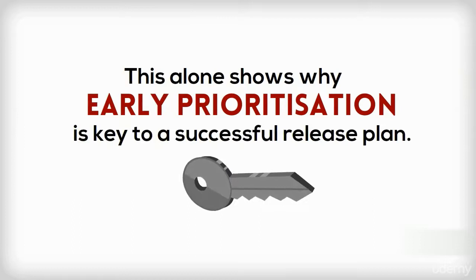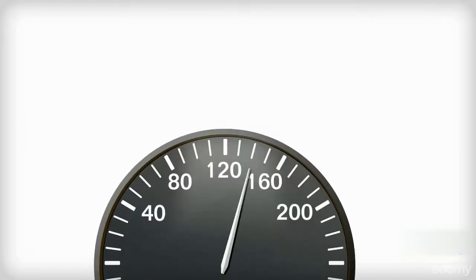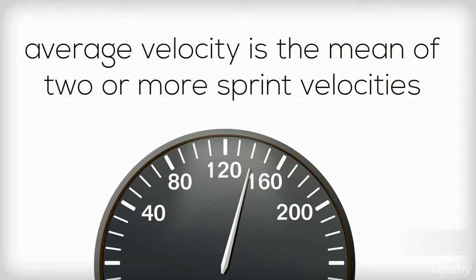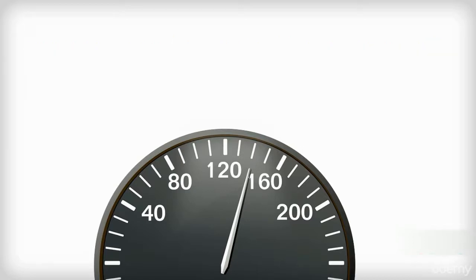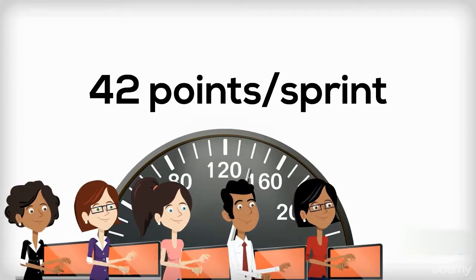This alone shows why early prioritization is key to a successful release plan. Average velocity and the number of sprints. As mentioned previously, velocity is the rate at which teams work in a given sprint. Average velocity is a mean of 2 or more sprint velocities. For example, a team may work at the rate of 42 points per sprint.